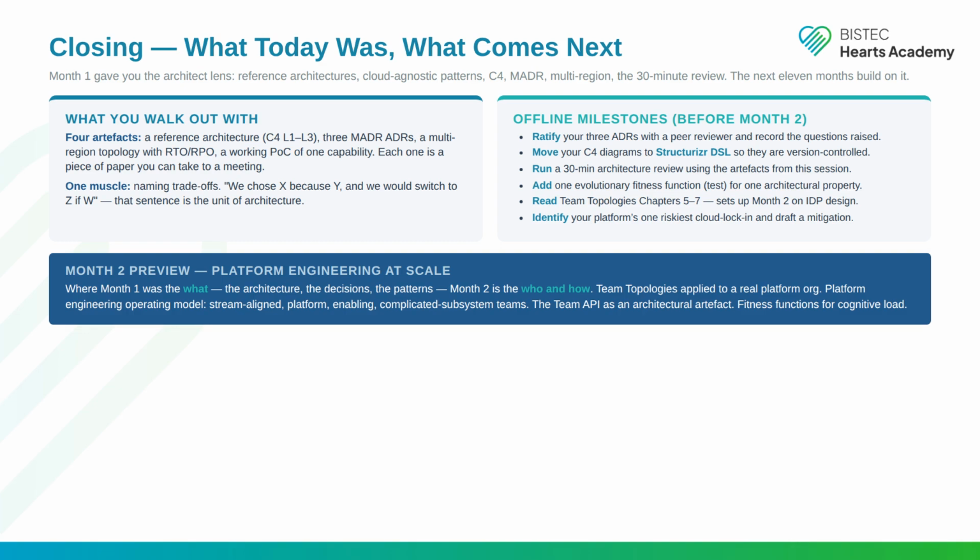And 1 muscle, naming trade-offs. We chose X because Y, and we would switch to Z if W. That sentence is the unit of architecture. If you can produce that sentence, you can produce the artifact.